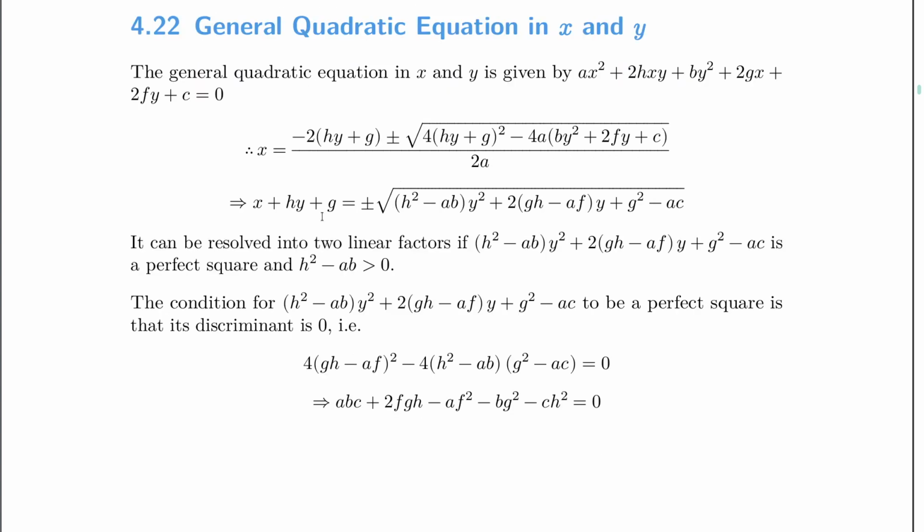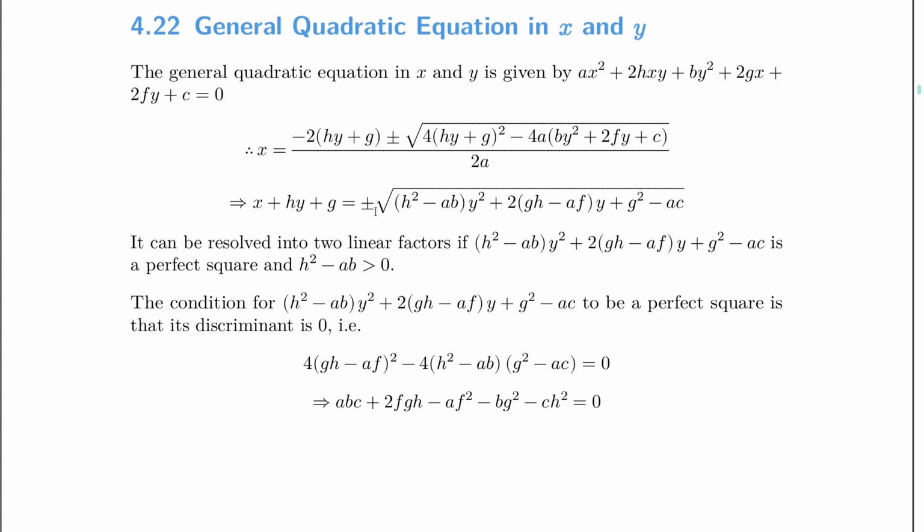So we can say that the 2 we cancel out. We can say that ax plus hy plus g is equal to plus minus square root of (h square minus ab) y square plus 2(gh minus af) y plus g square minus ac. So a we have taken to the right side and put it inside the square root.